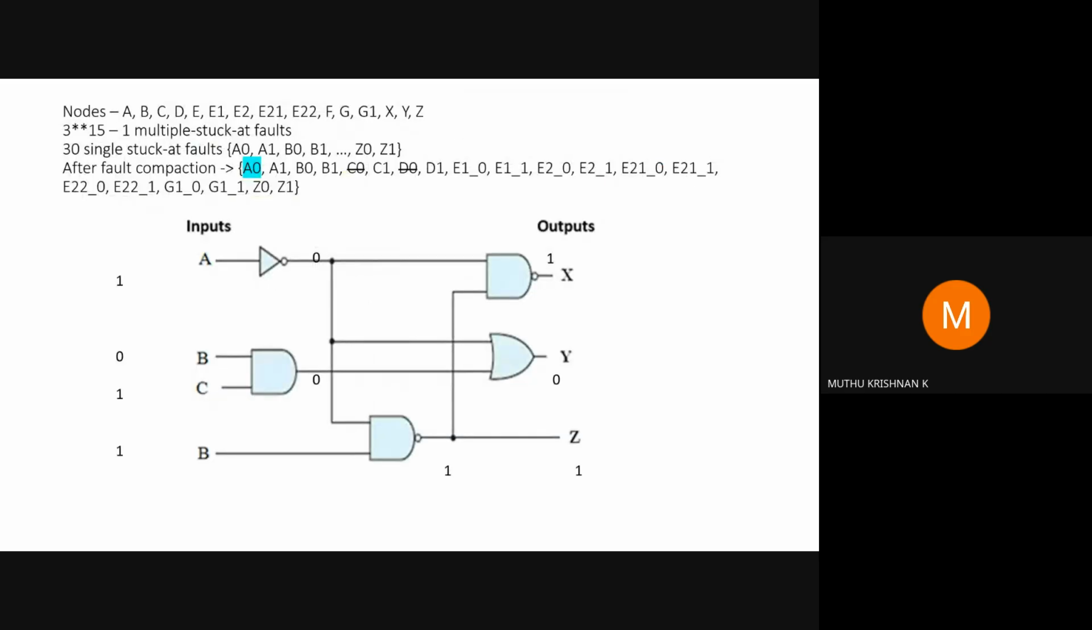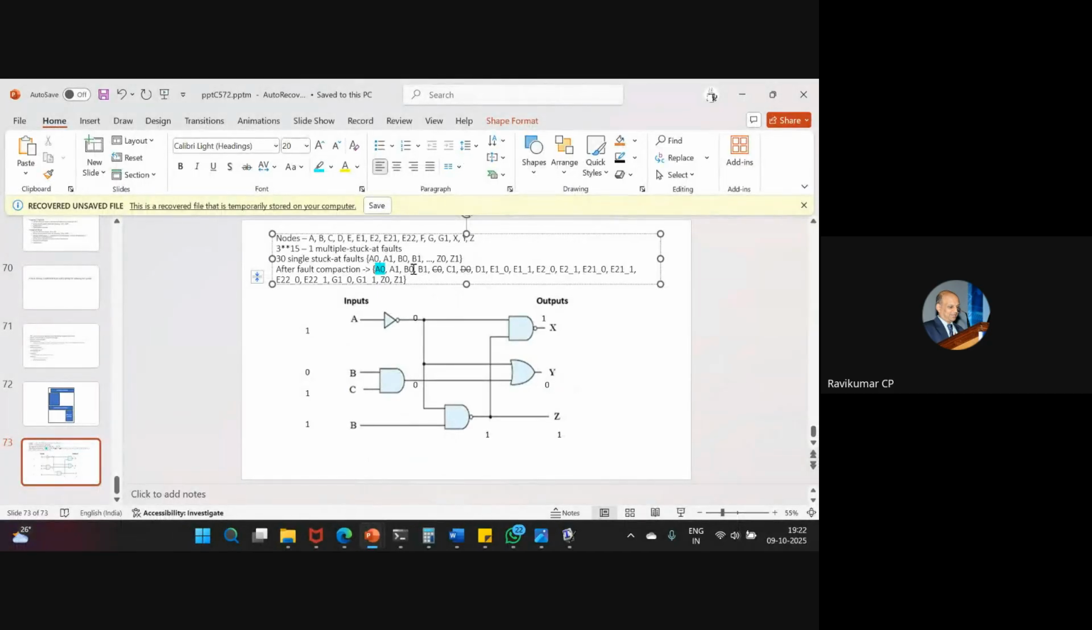Similarly, A1 won't help because it's already 1, so this fault is not activated. If I put a 1 here, A1 will not get activated, so it is no use. B0, again no use, because B0 is not activated. B1 gets activated. If the faulty circuit causes a 1 here, then this will change to 1 and this will change to 1. So B1 will get detected.